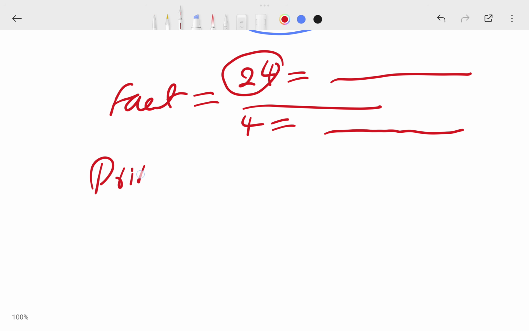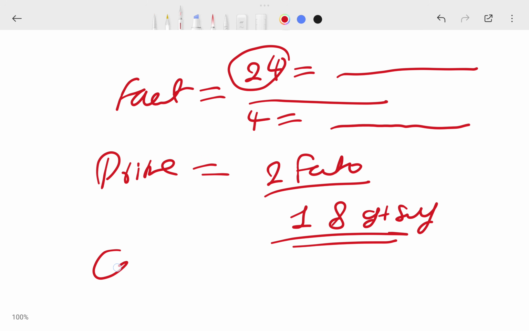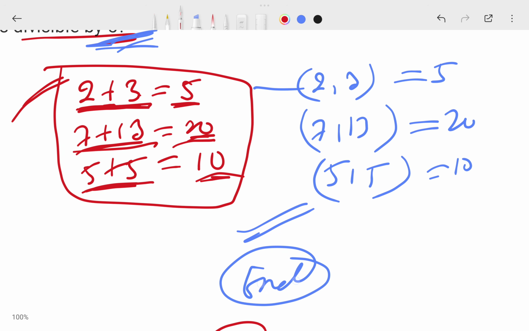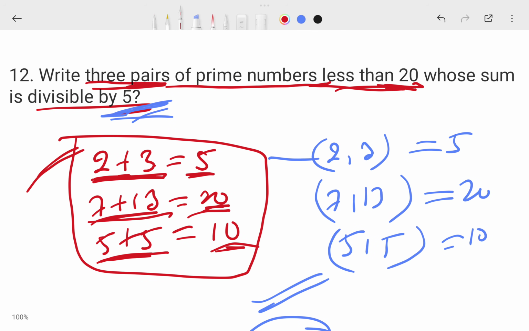What is a prime number? Prime number means the number which has two factors, and what are those? They are 1 and the number itself. These are our prime numbers. Composite number means simply the number which has more than two factors. Is it clear? So these are the things which we have to learn, and I already explained you, because everything is clear.